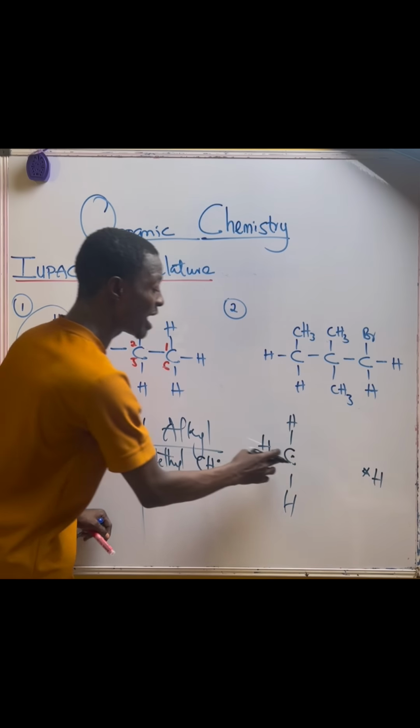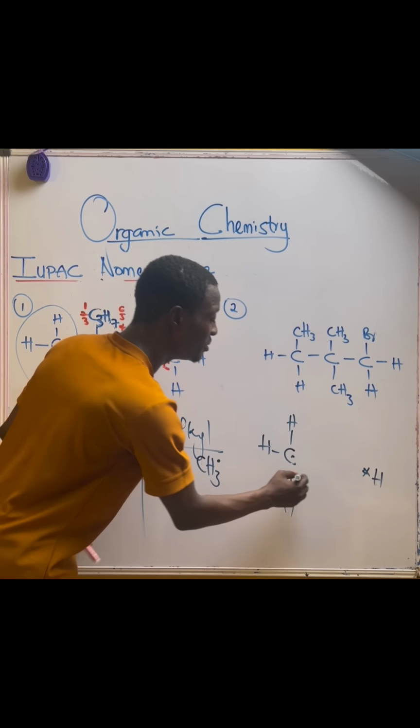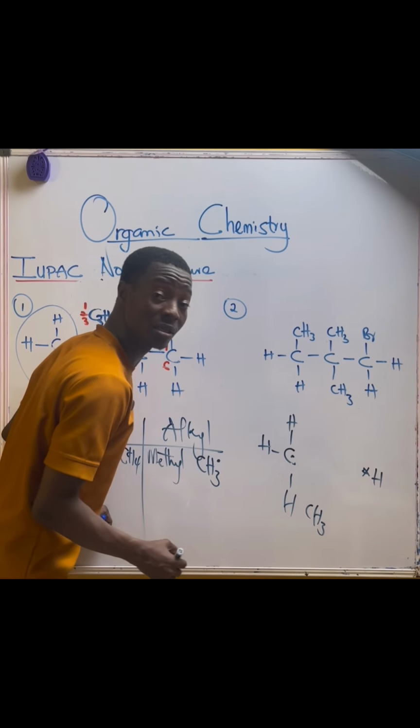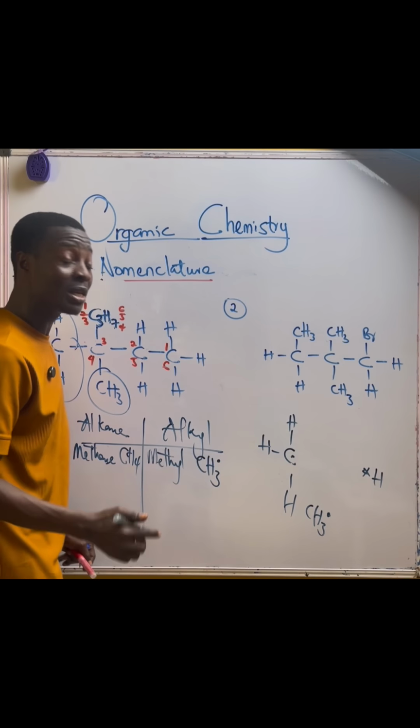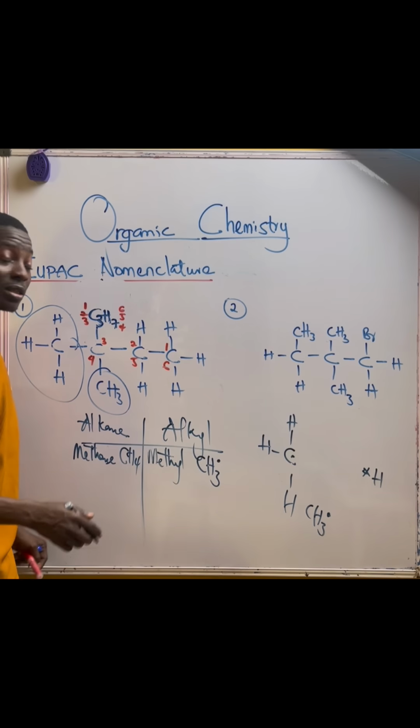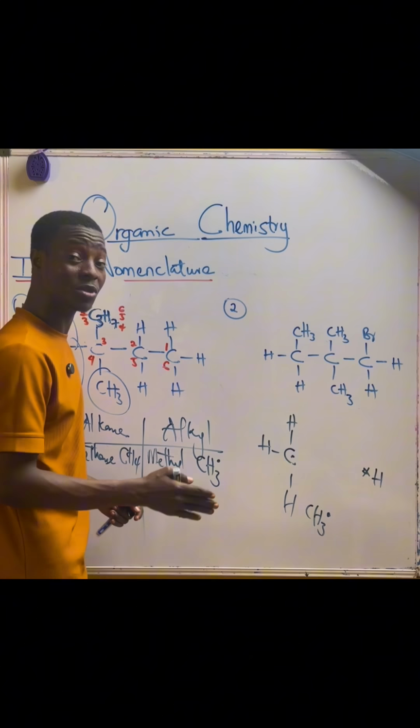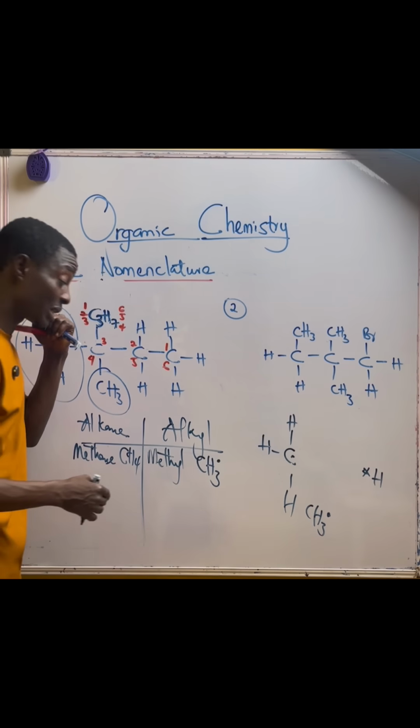The hydrogen comes here and the CH3 remains as CH3. Okay, so what do we have? We have a dot. This dot that I placed here is the electron for the CH3. So as we go further in organic chemistry, I will show you how to use that electron very well.